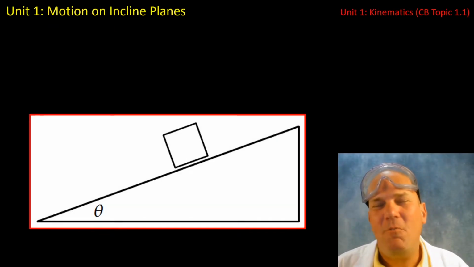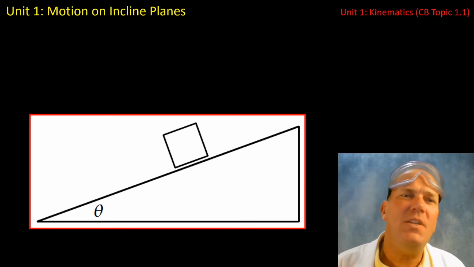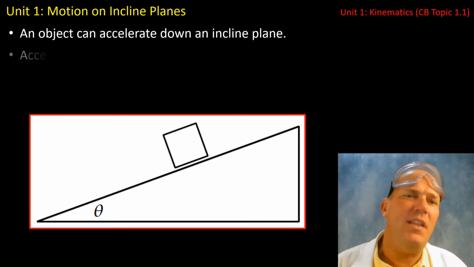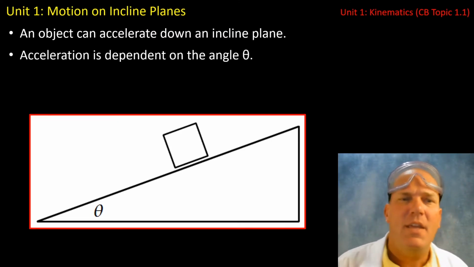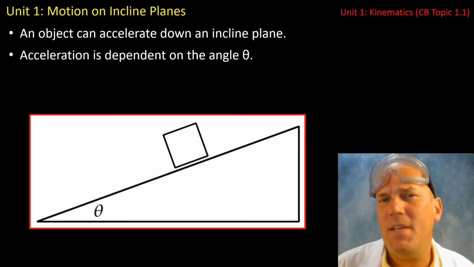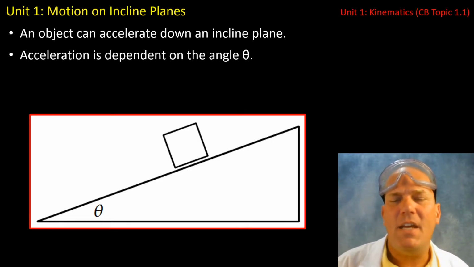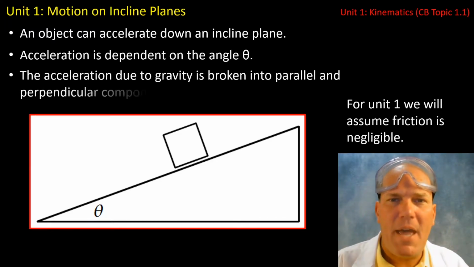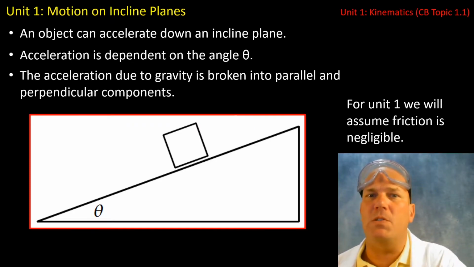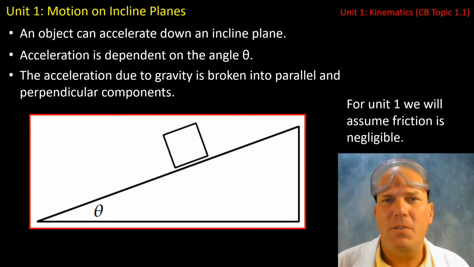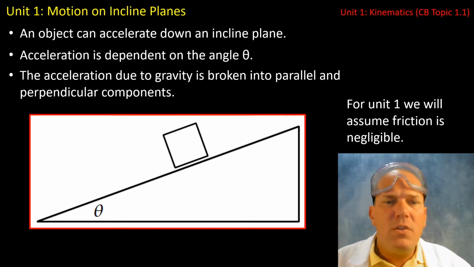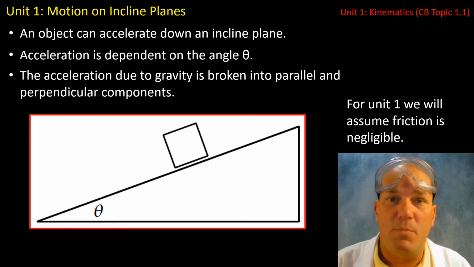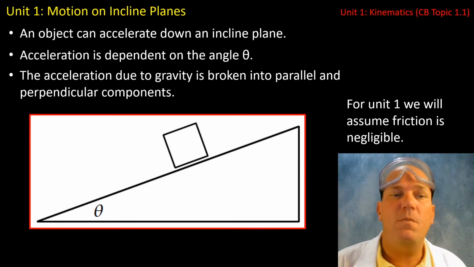In this video, I want to speak to you a little bit about motion of objects on inclined planes. An object can accelerate down an inclined plane, and that acceleration is dependent on our angle theta above the horizontal. Even though we're dealing with kinematics and motion without reference to the forces causing the motion, I can mention that we're assuming there's no friction on this incline. That's what is meant when I say negligible. We will neglect any frictional forces.